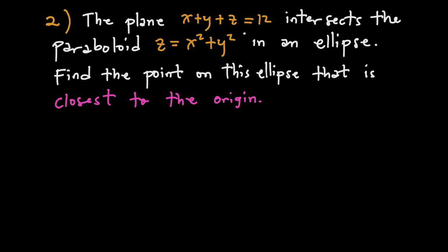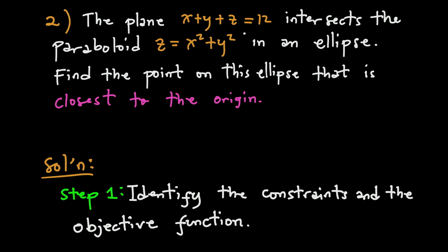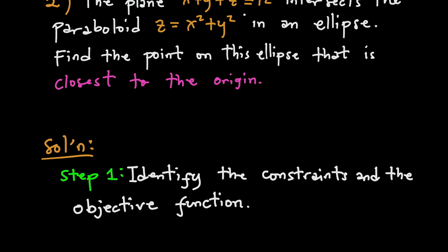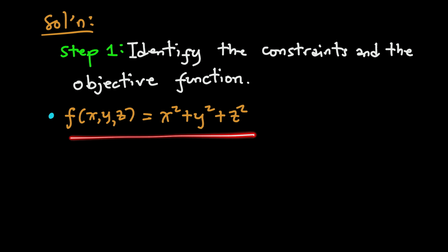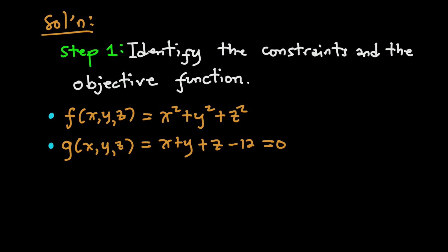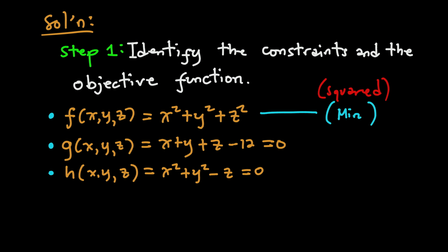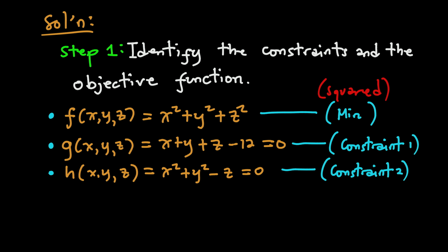Now, for the solution, let us first find the constraints and the objective function. Similar to our previous problem, we take the objective function f as the square of the distance between the point and the origin. This one is the plane equation, and then we also have this one, which is the paraboloid. This one is to be minimized, which is also equal to the square of the distance. This is the first constraint, and this one is the second constraint.